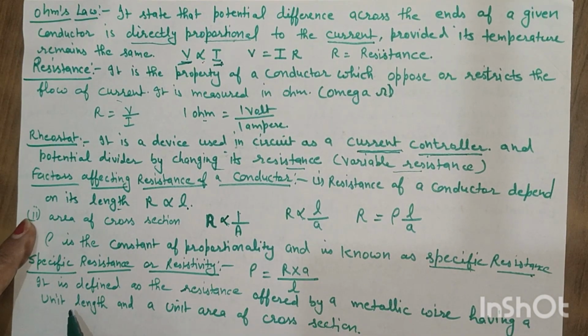Specific resistance or resistivity is defined as the resistance offered by a metallic wire having unit length and unit area of cross section.